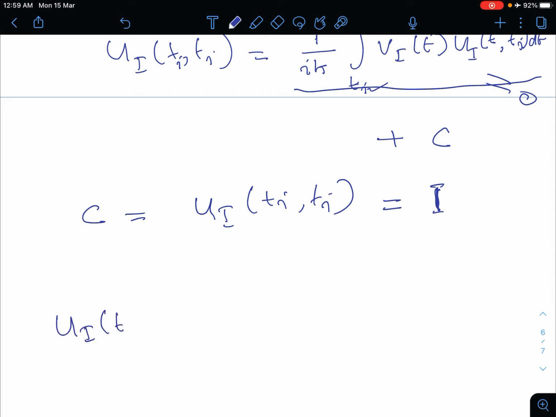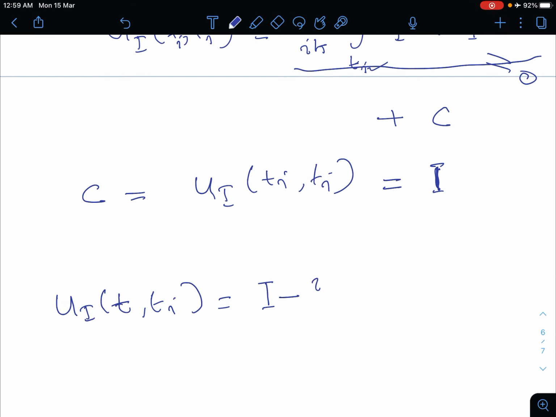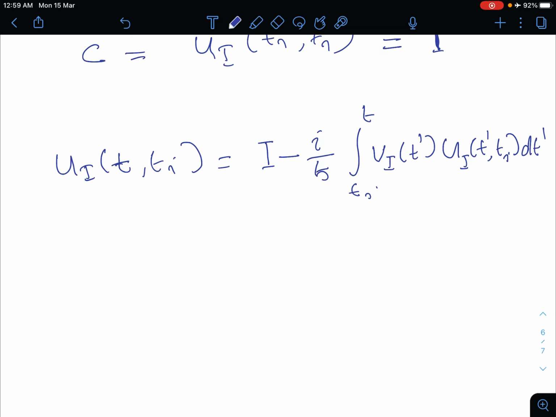So now the integral becomes UI of t, ti is equal to 1 minus, okay, plus, I am taking that to the top. So what happens, minus i by h cross integral from ti to t of VI of t dash UI of t dash, ti, dt dash, we get. Alright, good.